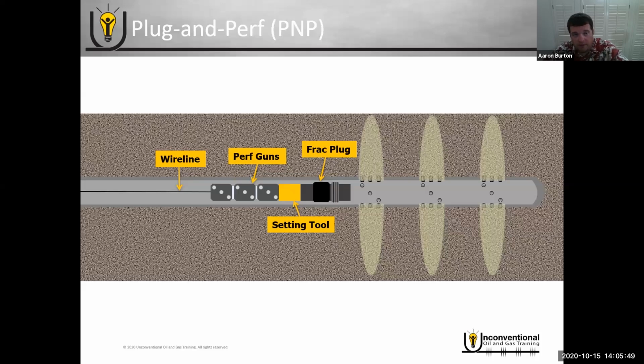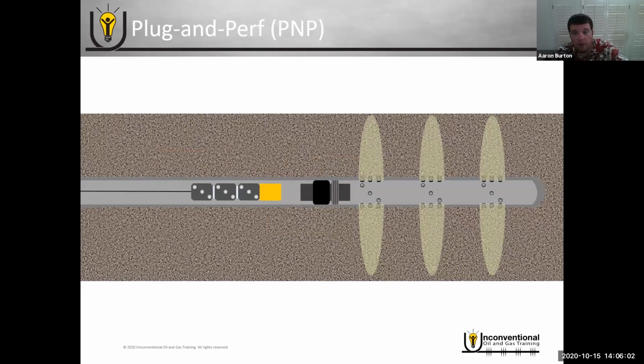So once you pump down to the intended depth, you'll send an electric signal through the wireline that'll activate your setting tool, set the frac plug, and once the frac plug is set, your setting tool releases from the plug, and you can move your wireline assembly up the wellbore. So you pull it up hole to the depth of your first perforation, send another electric signal through the wireline, and that'll fire your first set of perforation guns.